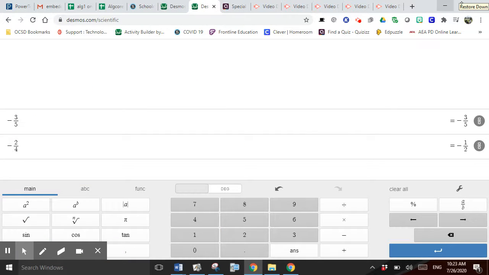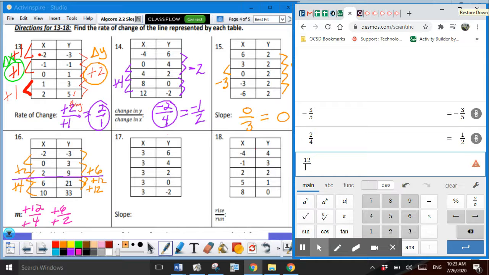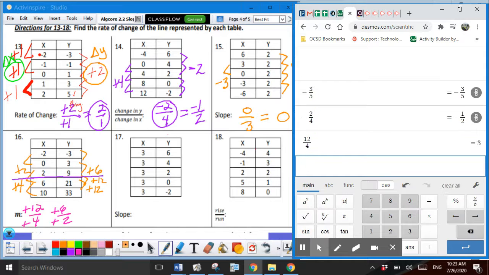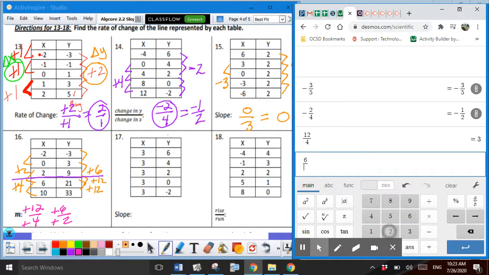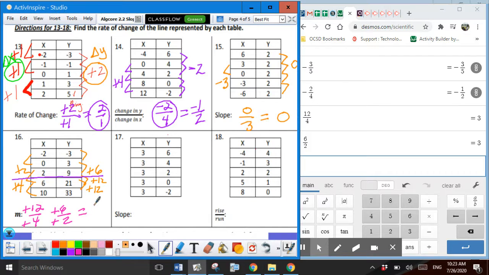So I have my 12 divided by 4, that's 3. 6 divided by 2, that is also 3. So my slope on either one of those is 3 over 1. It's 3 over 1. Okay, let's look at this next one.